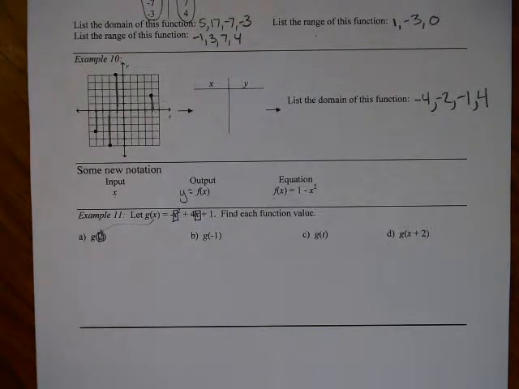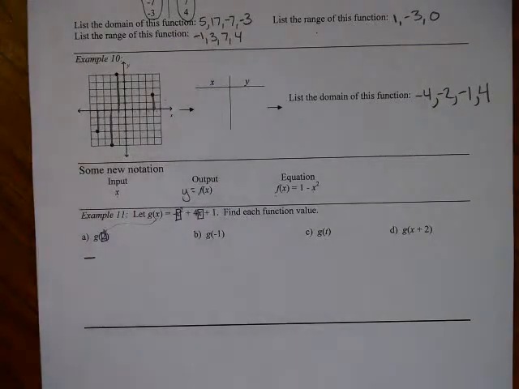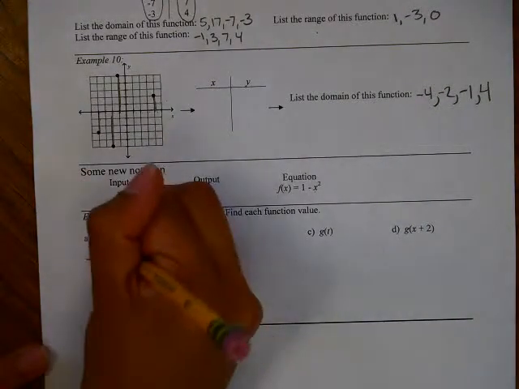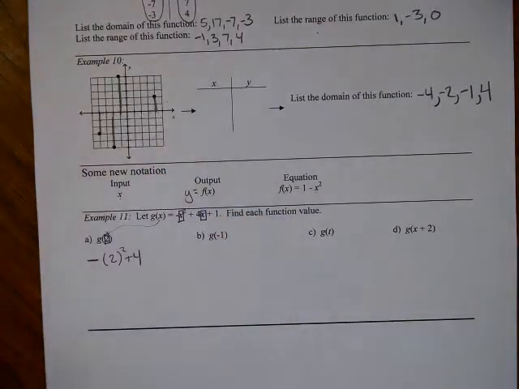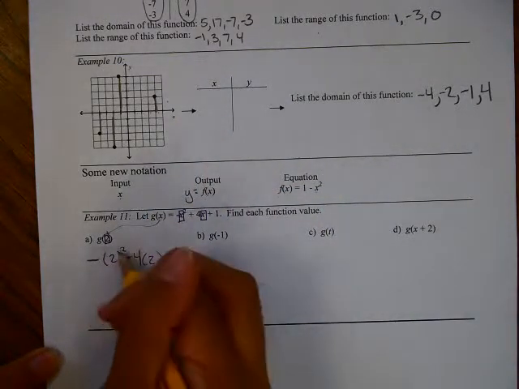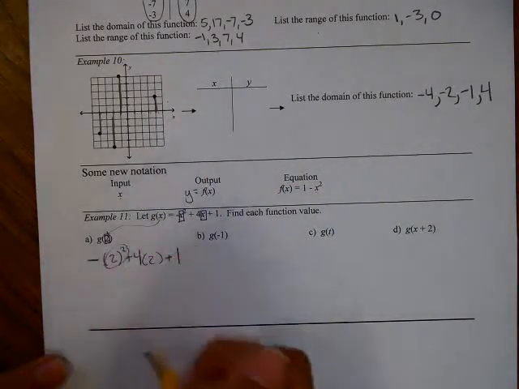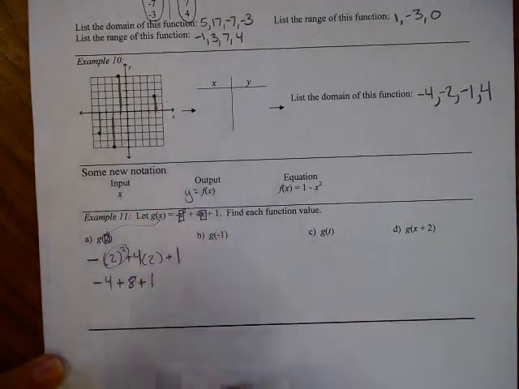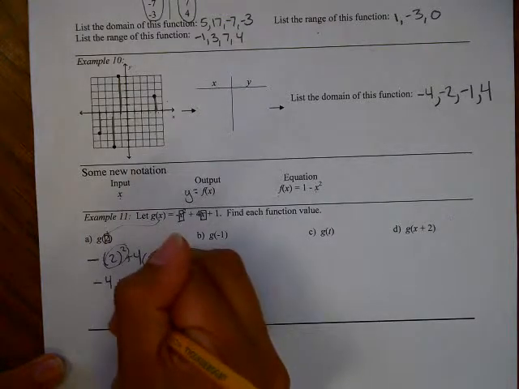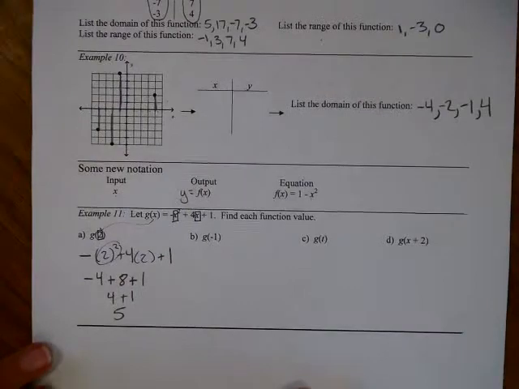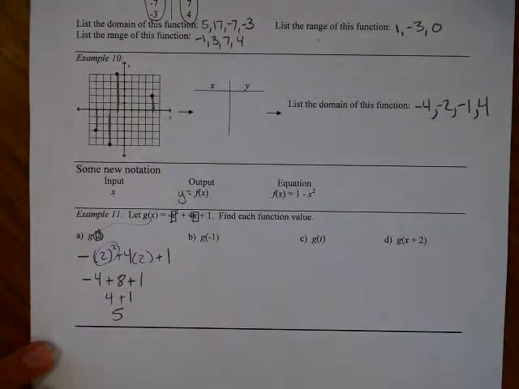So we have negative (2) squared plus 4 times 2 plus 1. So here the exponent is only on the 2. Negative 4 plus 8 plus 1. So that is 4 plus 1, which gives us 5. Try B on your own.